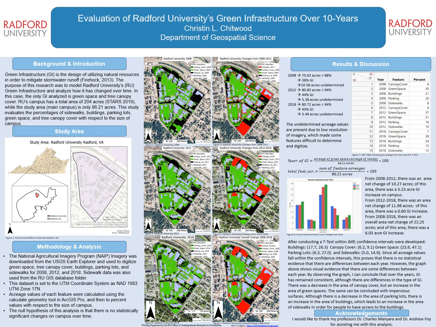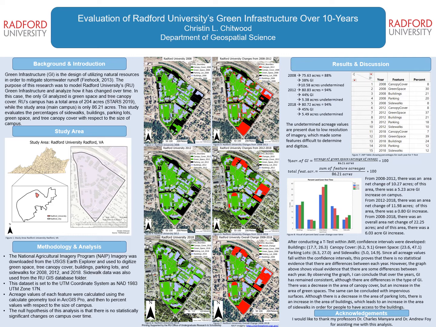Within ArcGIS Pro, the area of each feature was calculated using the Calculate Geometry tool, which provides each individual digitation's area, and it also provides statistics that include a total area of sum for the entire feature class. The sums of all feature classes were added together to get the total acreage of all features on campus.